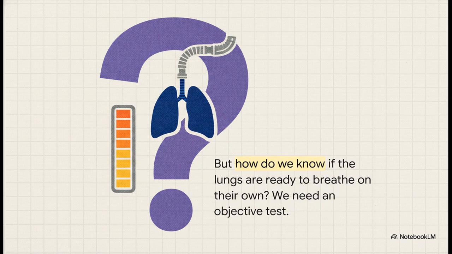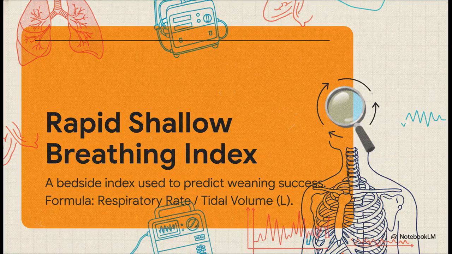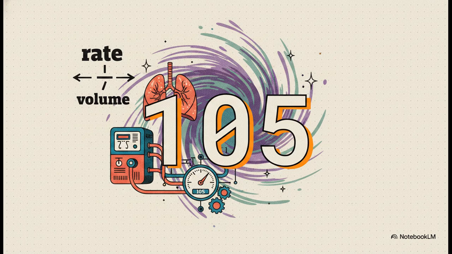You need an objective test. And that tool has a name. The Rapid Shallow Breathing Index, or RSBI. And it's actually a beautifully simple calculation you can do right at the bedside. You just briefly let the patient breathe on their own, and you measure two things. How fast are they breathing, and how big are the breaths they're taking? So you take the rate, you divide it by the volume, and that little formula gives you what feels like a magic number. And the key number, the one that predicts success or failure, is 105.